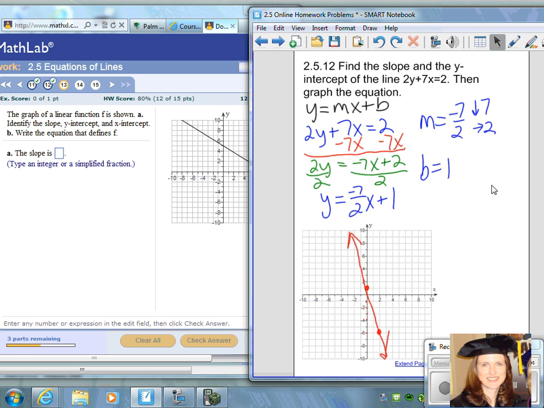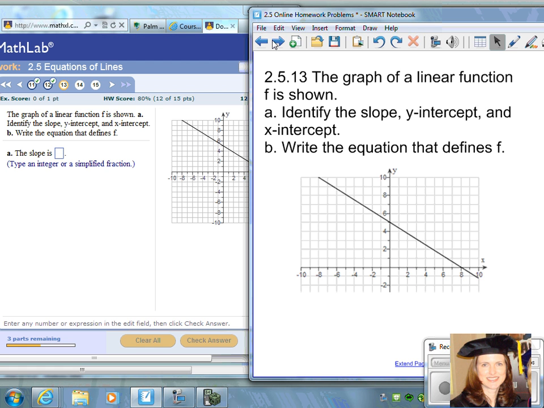Question number 13. For this one, we're asked to do the following. The graph of a linear function f is shown. Identify the slope, y-intercept, and x-intercept, and then write the equation that defines f. All right, we've got a lot of things going on here. First of all, the slope.